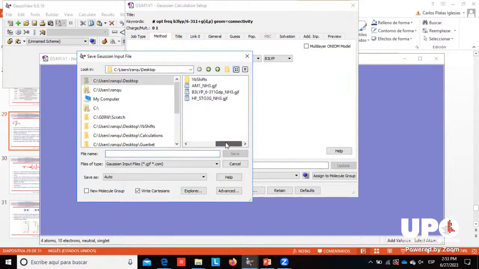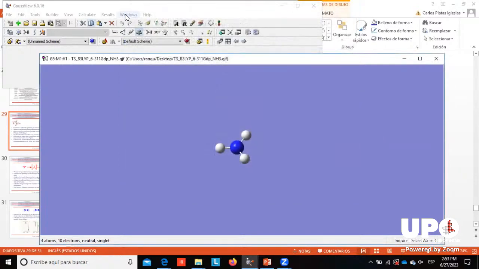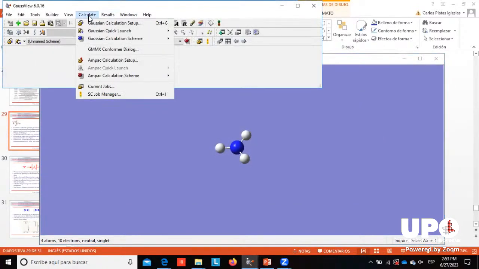So I think I will call it with the very same name as before, but adding TS before, which then identifies to me a transition state. Let me see if, no, I think like this I'm going to optimize. Sorry, I was too quick.